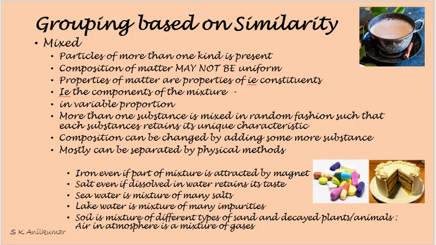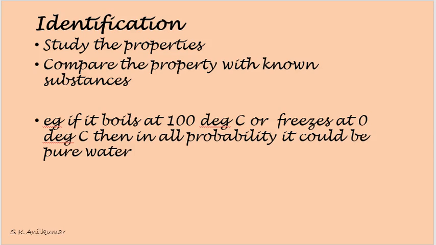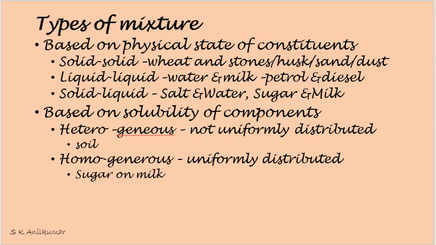Example: iron, even if part of a mixture, is attracted by a magnet. Salt, even if dissolved in water, retains its taste. Seawater is a mixture of many salts. Lake water is a mixture of many impurities. Soil is a mixture of different types of sand. All these are mixed substances. Identification: we can compare the property of known substances with the property of the mixed substance and try to identify them. For example, if a substance boils at 100 degrees centigrade, we know water also boils at 100 degrees centigrade, so it may be water.